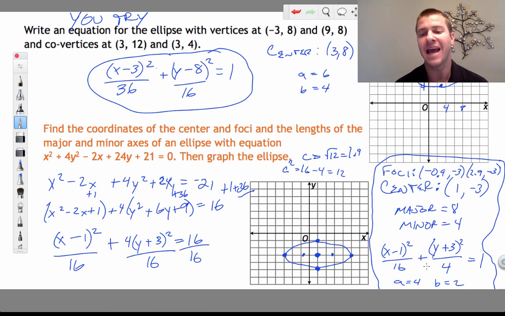The distance of the A is 4, the square root of 16. The distance of the B is 2, the square root of 4, which means the lengths are twice of that for the major axis and the minor axis. So I had my vertices based off of that, and I found the C by doing the A squared minus B squared, which became 12. Square root that, it's about 1.9, and then went from the center 1.9 to get those foci.